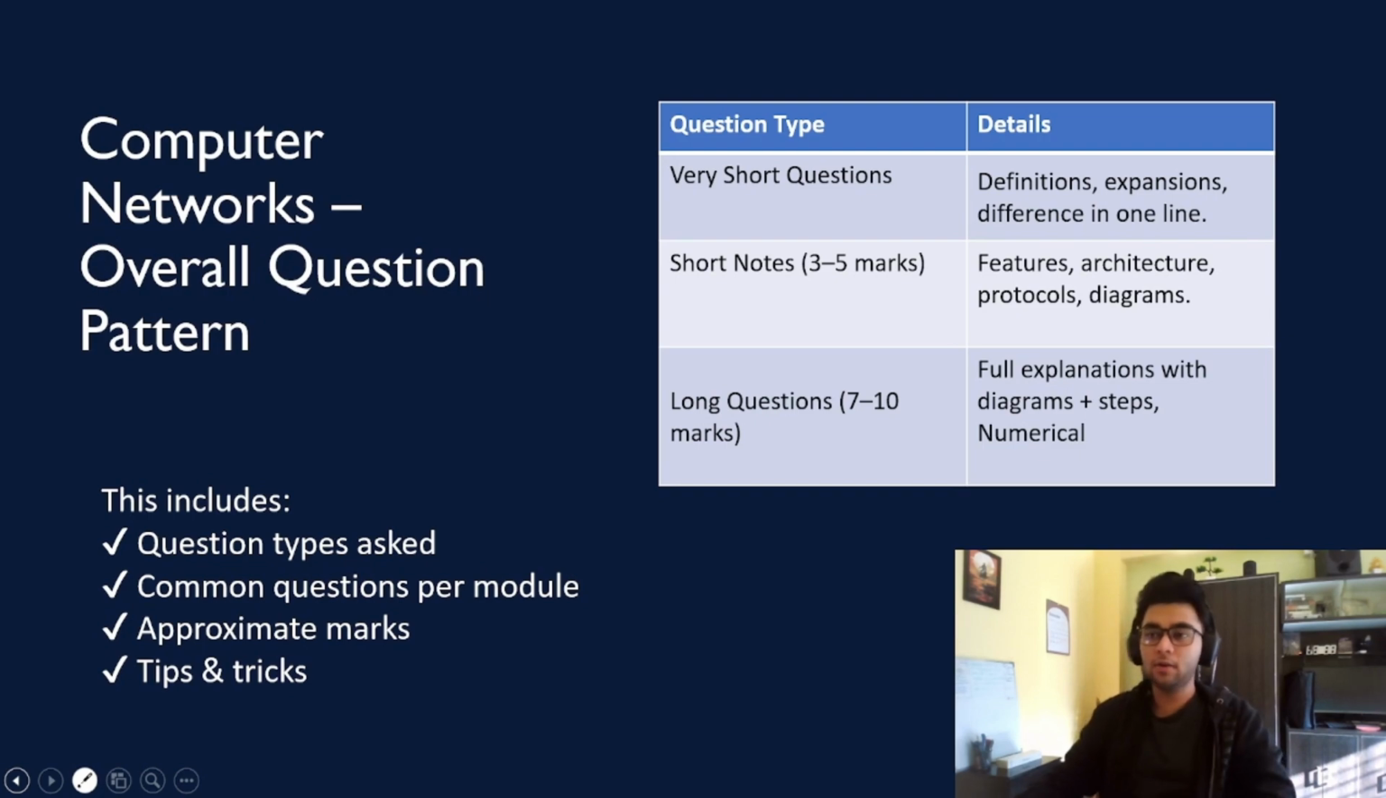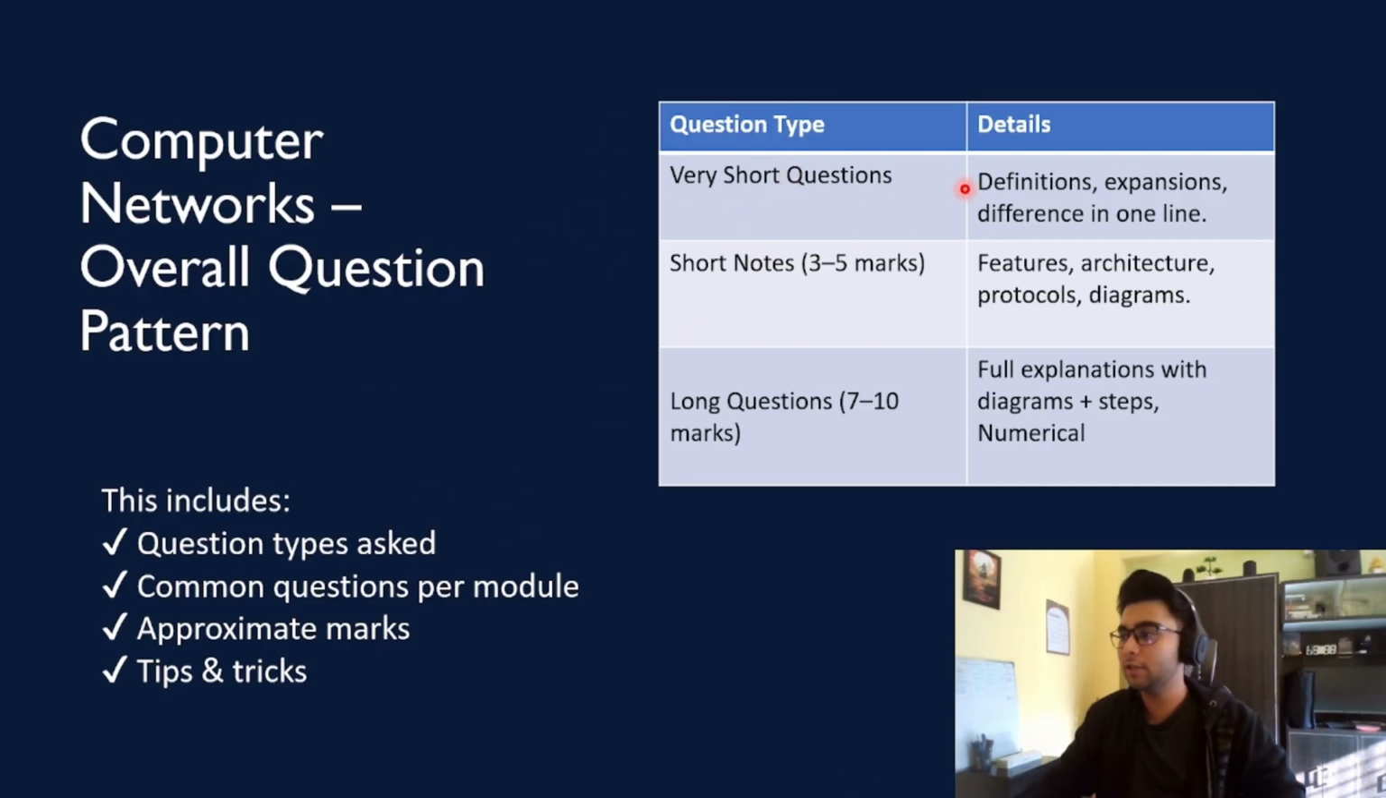Okay, so in this video, I will be covering the overall question pattern of computer networks. I will be discussing question types asked, common questions per module, approximate marks, and also some tips and tricks, which is very important. So let's start. You can see over here that these are some common types of question.